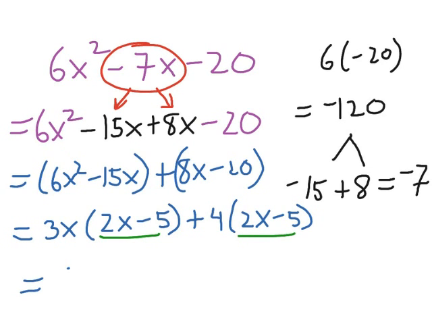So I write it down: 2x minus 5. And then left over, since the 2x minus 5s are gone, is 3x plus 4.